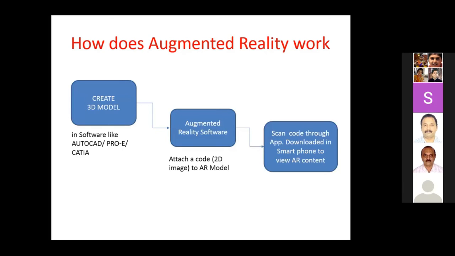So we created a 3D model in software, then we imported this 3D model into augmented reality software, where we attach that 3D model with a 2D code, and that code is printed. Once printed, you can scan that code using your smart mobile through an app, and then you can view your AR content on that.